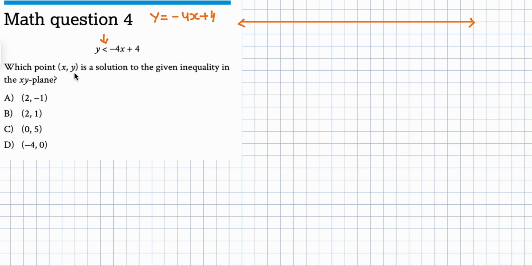Which point (x, y) is a solution to the given inequality in the xy plane? That means if you give these values to x and y, for example, if you put x as 2 and y as negative 1, it should satisfy this inequality. So we have to check which option is satisfying this inequality.